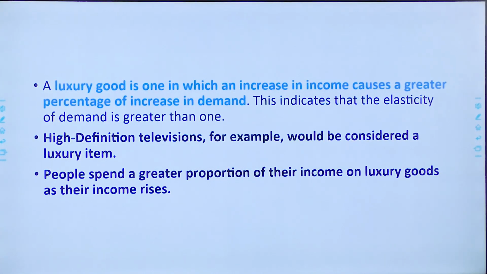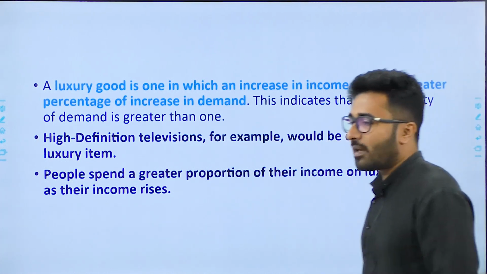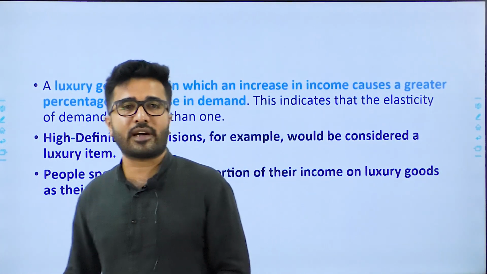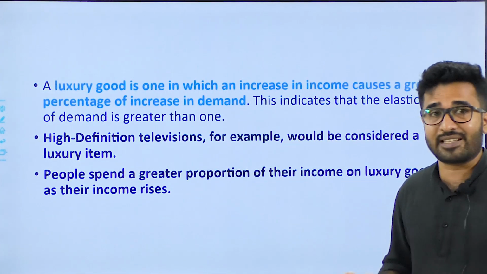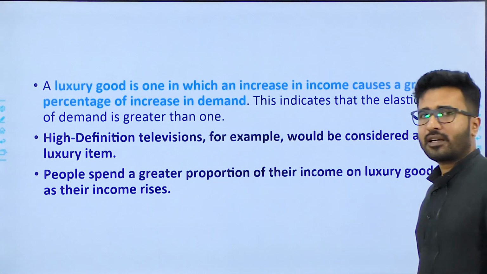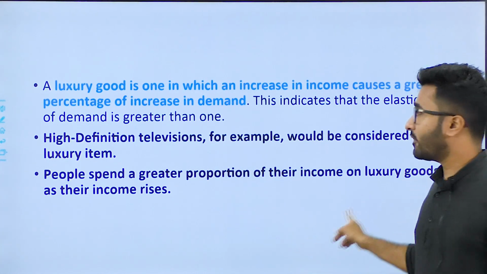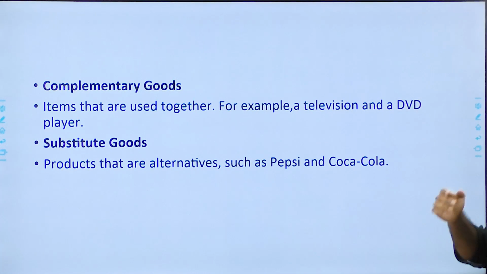Then a luxury good is one for which an increase in income causes a greater percentage increase in demand. For example, a diamond or smartwatch. I have already explained: if the income of the person increases, the demand for that particular good increases. These are called luxury goods. Is my speed okay? Fine. Because these are basic things, that's why we are moving fast.